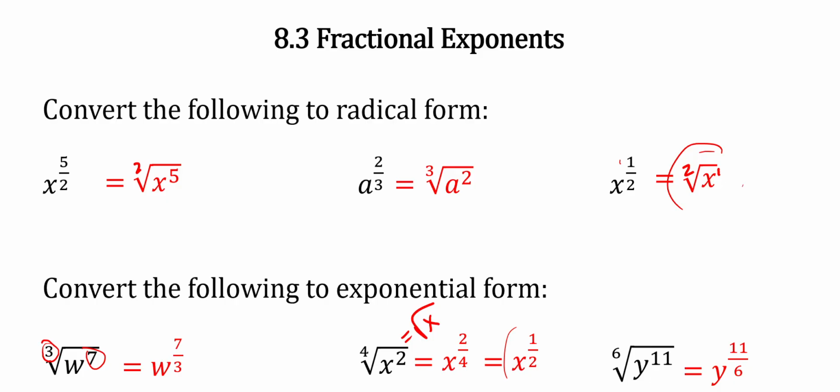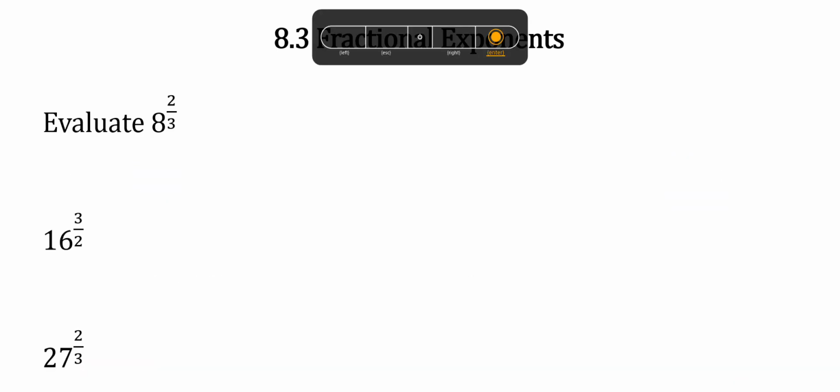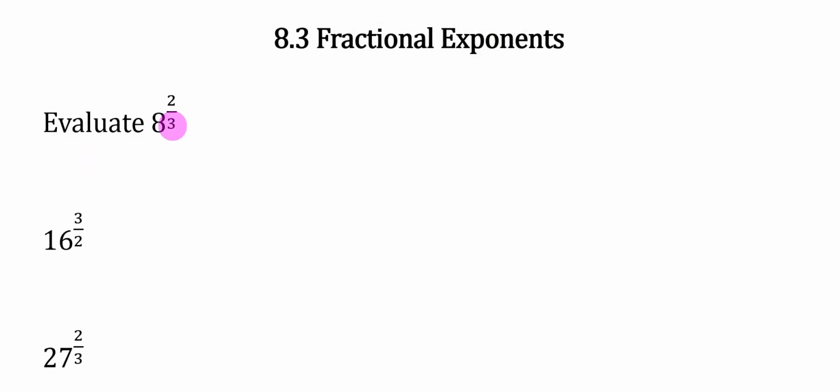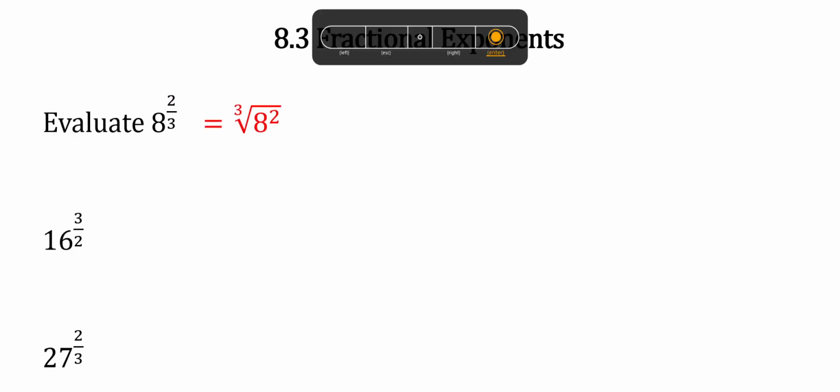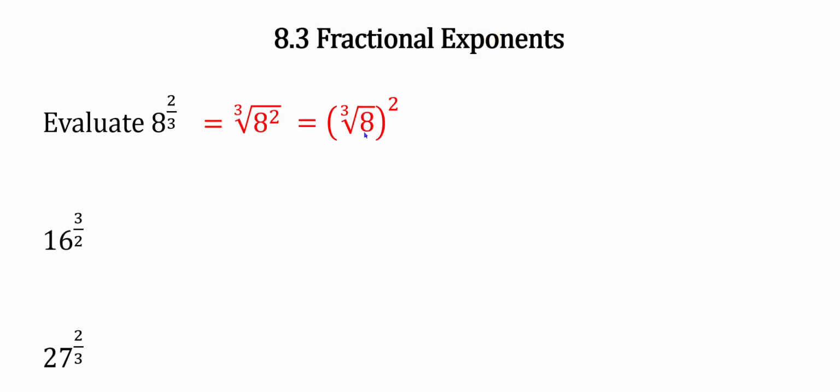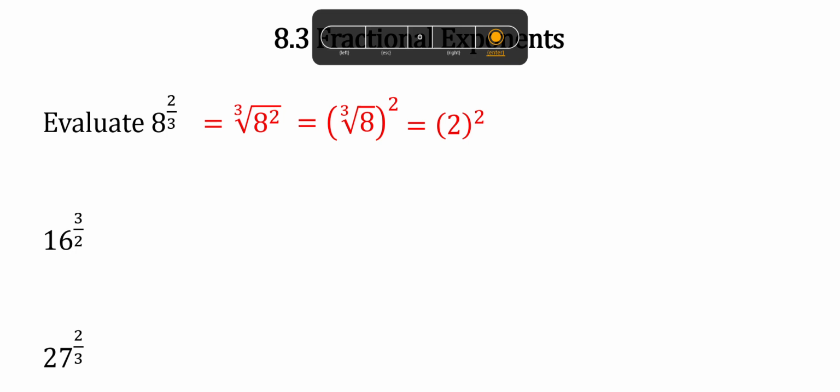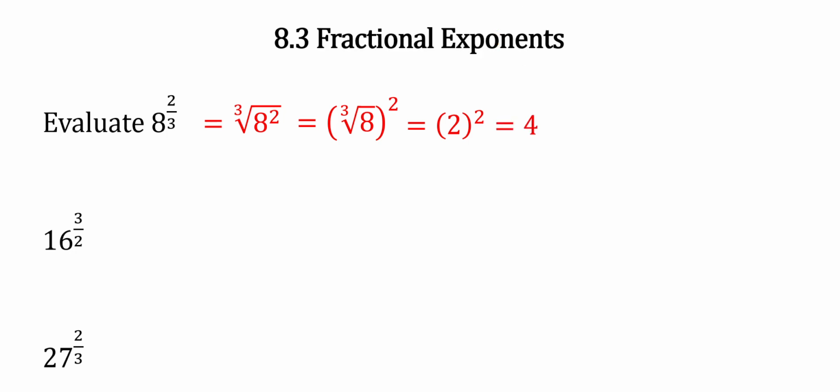Okay, let's try it with some numbers. So what this is saying is essentially the cube root of 8 squared. Might be easier to see looking at it like that. Well, the cube root of 8 is 2, and 2 squared is 4. So do that with the next one. So here you're going to do the square root of 16 and raise that to the third power. Here, the third root of 27 and raise it to the second power. Try those out, please.